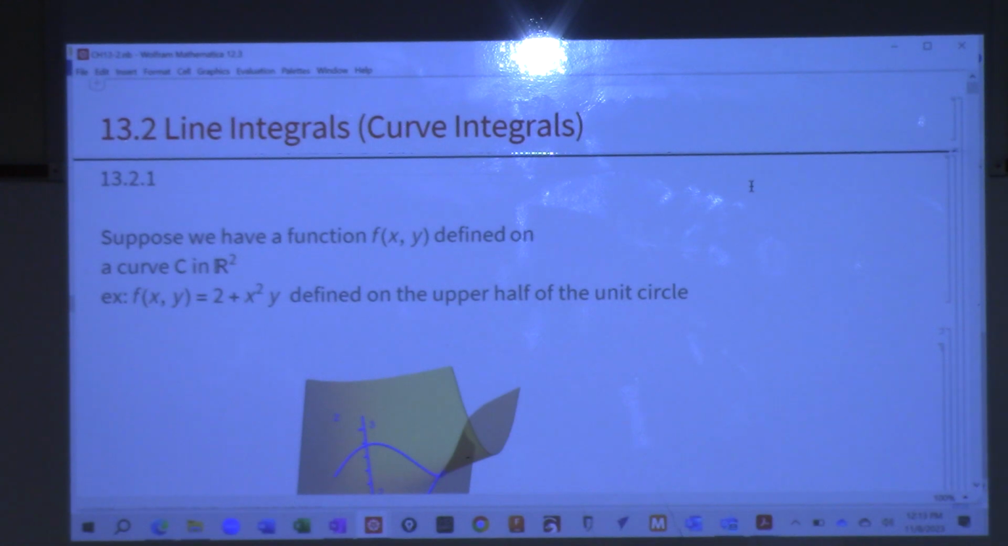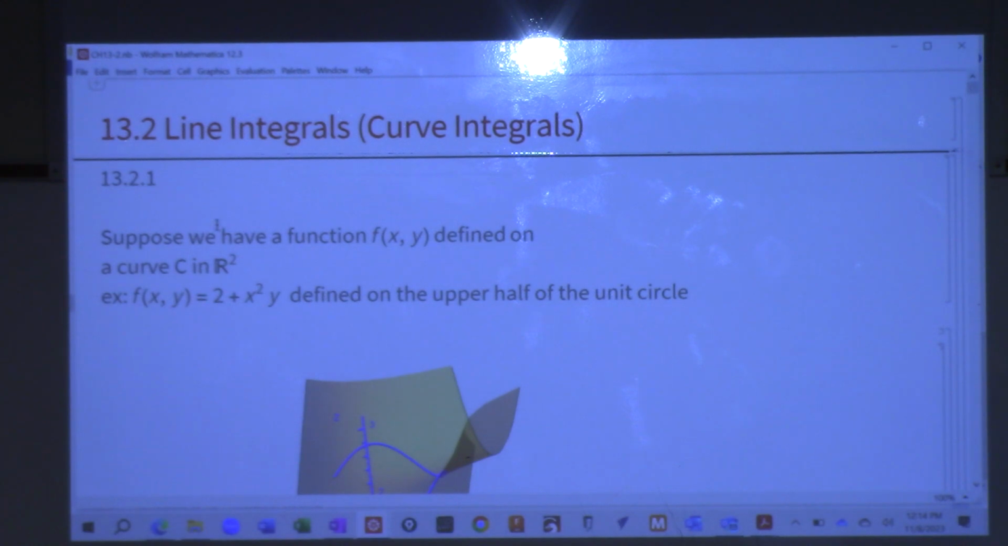All right, line integrals. Ever heard of a line integral before? No? Well, they have a terrible name because you would think that they involve lines. They actually involve curves, so I put curve integral here. But what is a line integral?